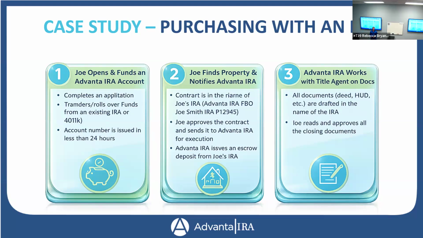For example, when we put a property under contract like that, it's going to read off as Advanta IRA, FBO Joe Smith IRA, followed by the account number. So that's basically how we would close on that property. It's going to be under the IRA name, not under Joe's name personally.